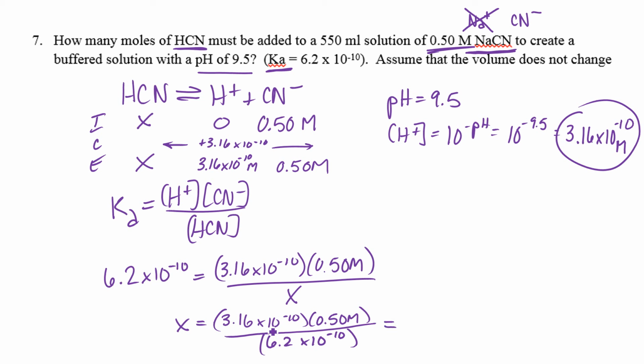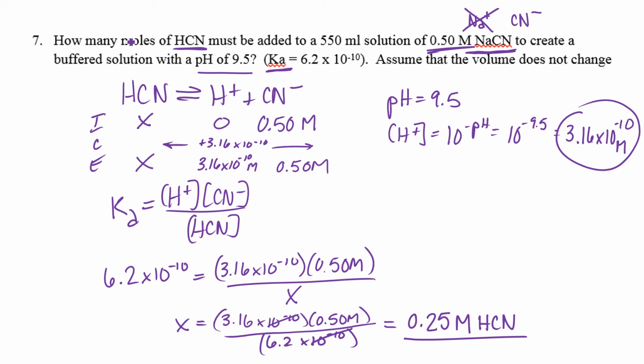Okay, so it looks like I'm going to simplify this. There's 10 to the negative 10th on the top and the bottom. That makes my math a little bit easier. So 3.16 times 0.5 divided by 6.2, and your X concentration is 0.25 molar. Okay, so that means I need to have 0.25 molar HCN in order to get this to work.